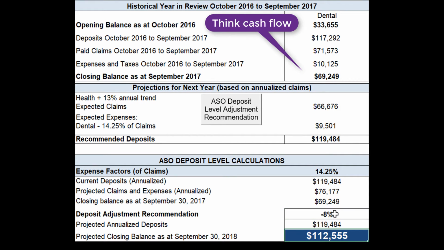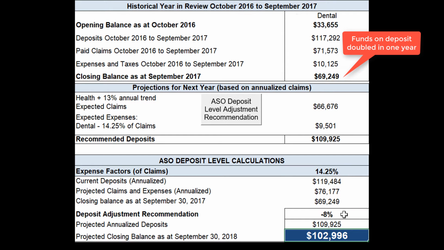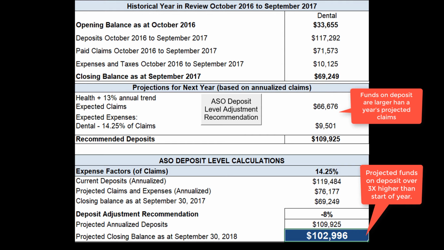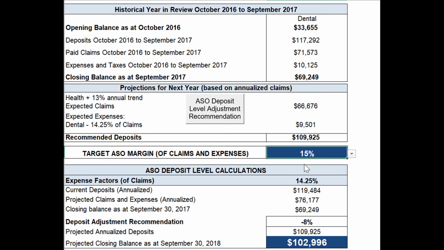Let's look at the annual reconciliation. Funds on deposit have doubled to $69,000, which is more than a year's worth of projected claims. An 8% reduction will push funds on deposit to nearly 3 times projected claims and expenses for the year. Use ASO balances as margins for claims fluctuations rather than parking places for cash.